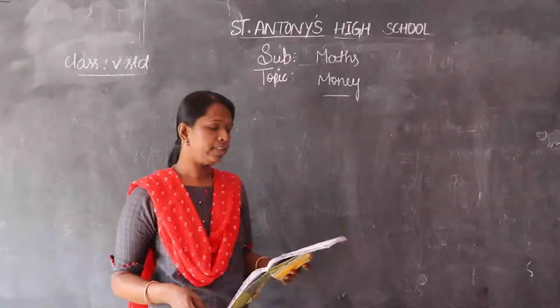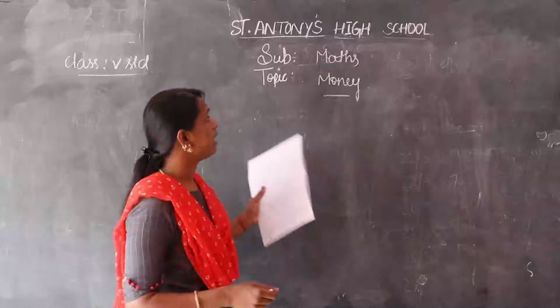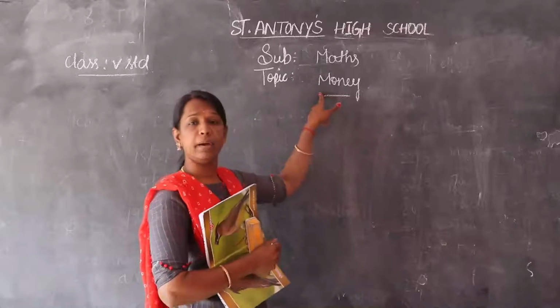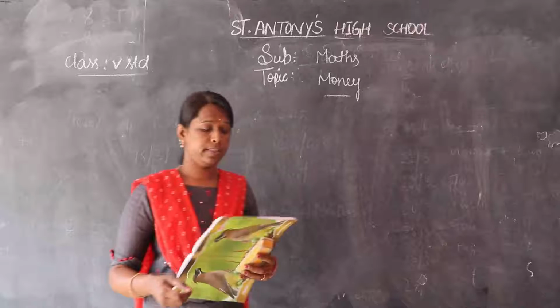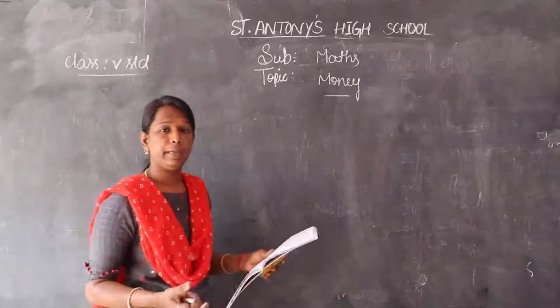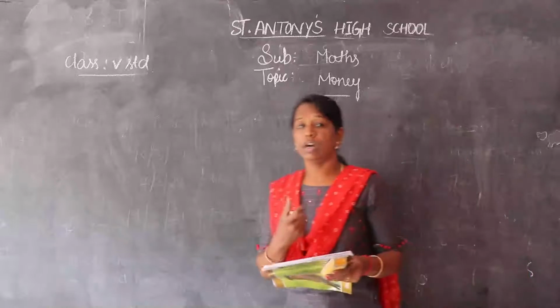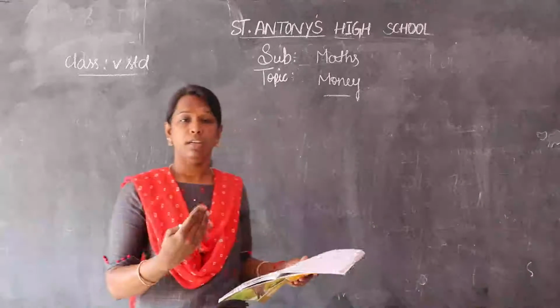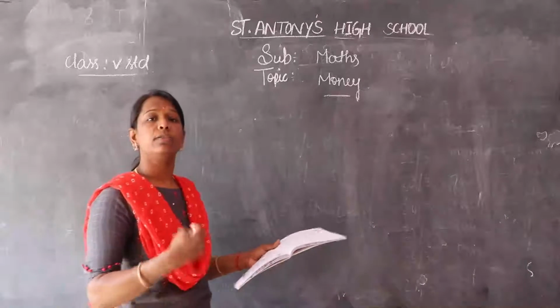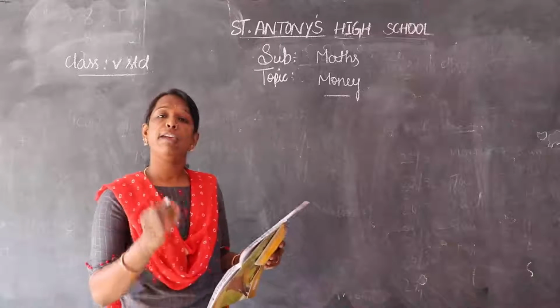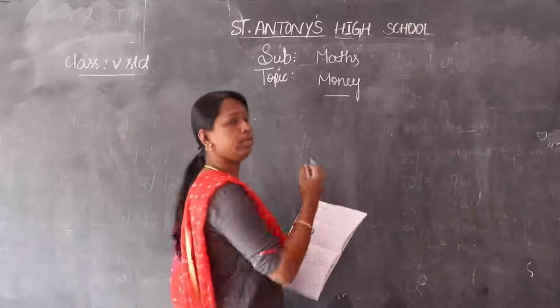Hi children, today we are discussing a lesson from maths. The chapter name is Money, for 5th standard. We know the basic things about money: why do we transact money? To buy and sell things, for that we have to give some money. Is it right? So for that we have to study this money in detail.